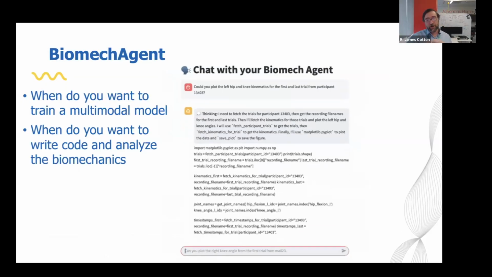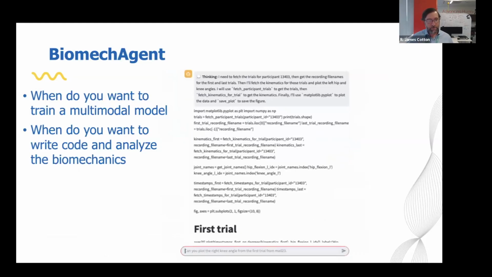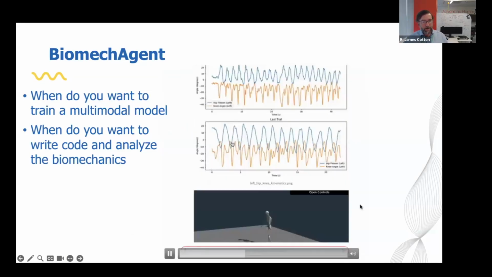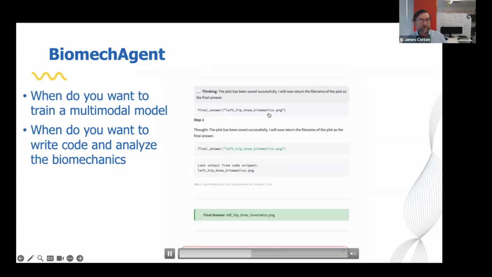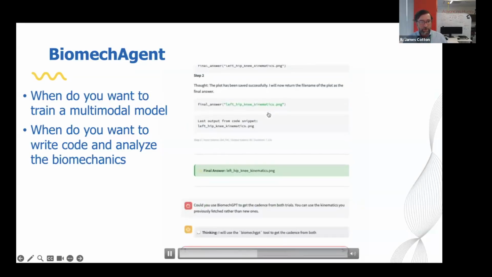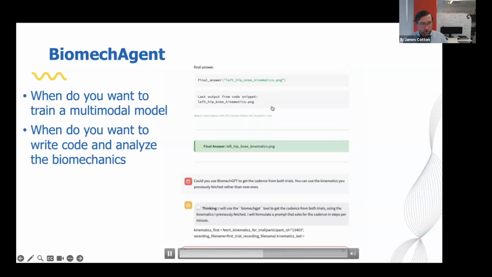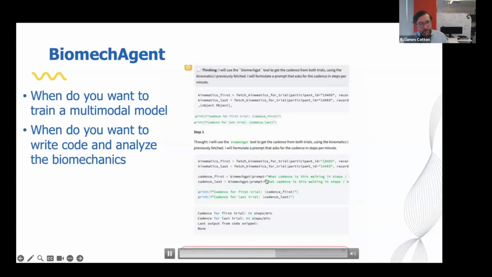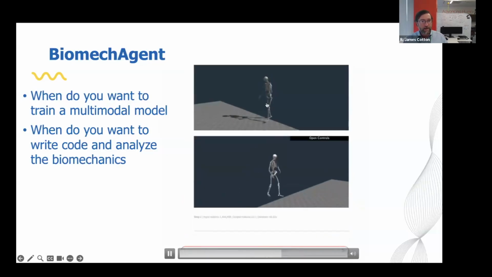Sorry, we don't train it actually, this is just prompting. But what's nice is that because all of our infrastructure is in a database and it's well formatted and annotated, it can really go in there and explore the data. Sorry about the formatting on this, but it can make plots, and it can pull up the kinematics of people moving. It can use some of the tools we created, like Biomech GPT and KinTwin. Here it is looking at the cadence.